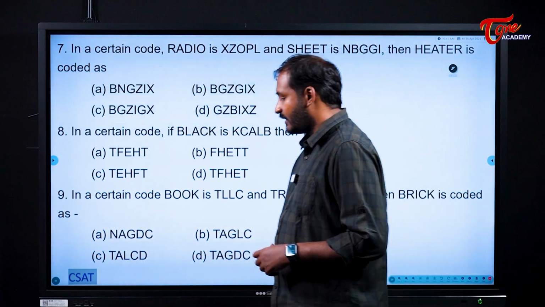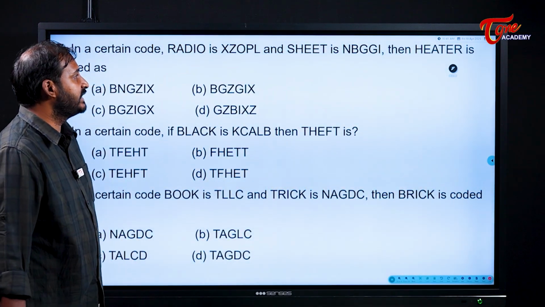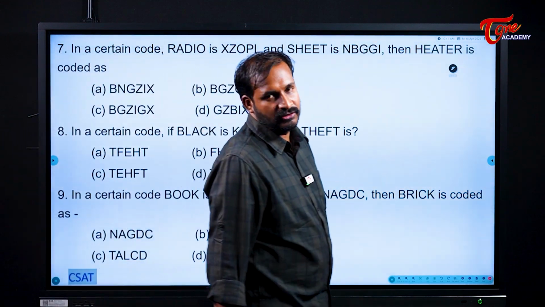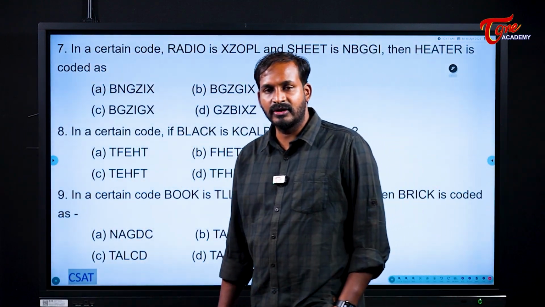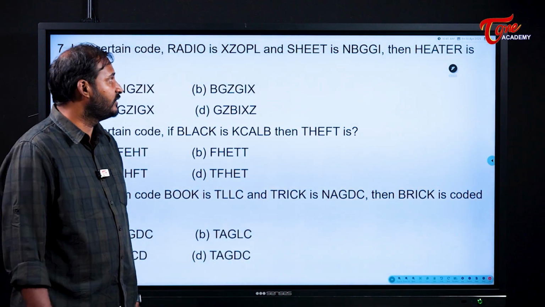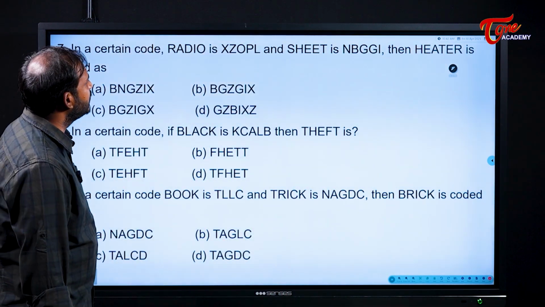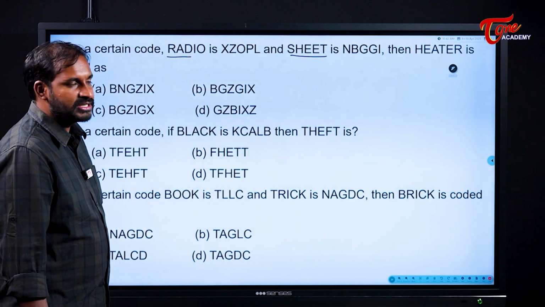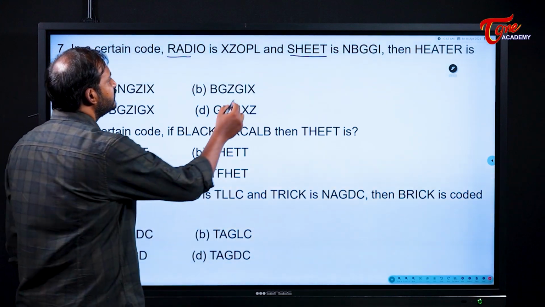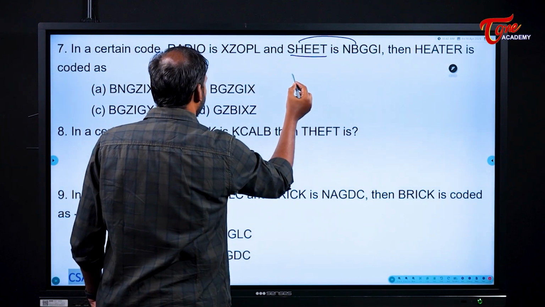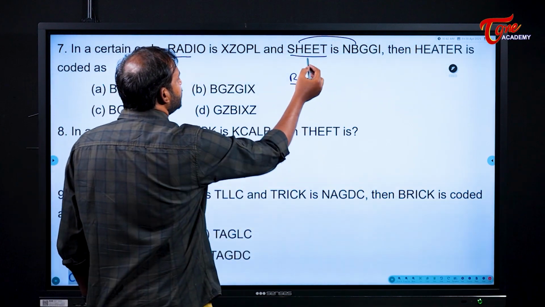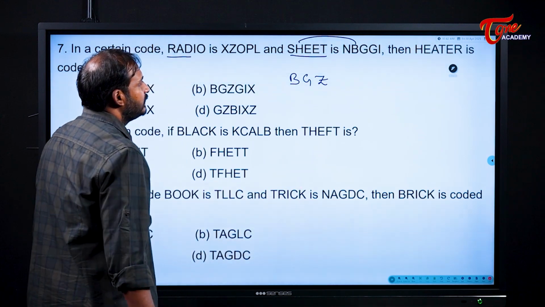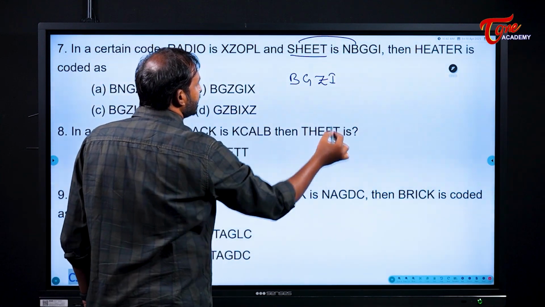In a certain code language, radio is coded something like this and sheet is coded something, then how will heater be coded? Already I told you students, these type of questions are direct coding questions. Why? Because they gave us two words and two code words and we need to find the answer. Before finding the answer, is there any common letter between these two? No, but no problem. We will code it directly. Then what is the code for heater? H is there in which one? This one. How is H coded? As B. E is there here. E is coded as G. A is there here. A is coded as Z. T is there here and T is coded as I.